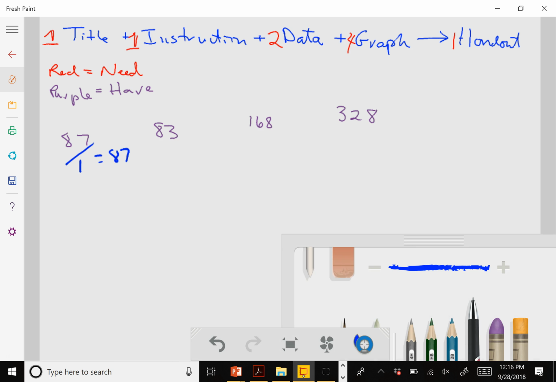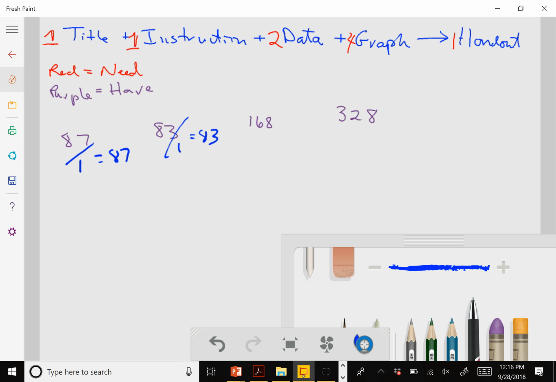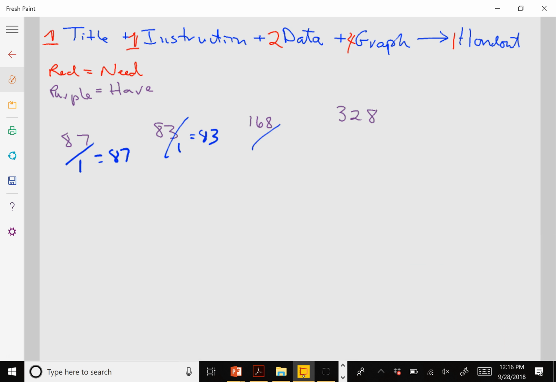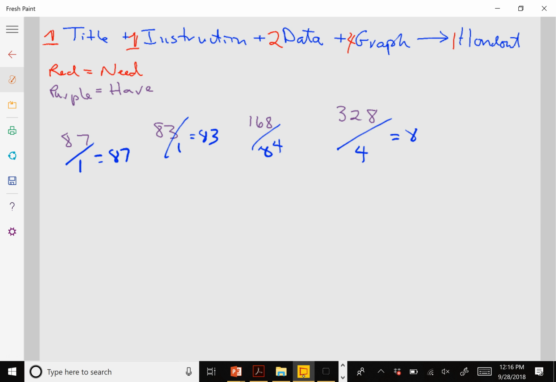How many, just based upon the number of instruction papers we have, how many handouts can we make? 83. Cool. How about based upon 186 data pages? 84. I agree. And this one, I had to use my calculator. Yes, 82. Very good. I need 4 pieces of graph paper for every 1 handout, so if I take 382 divided by 4, I can make as many as 82 handouts.